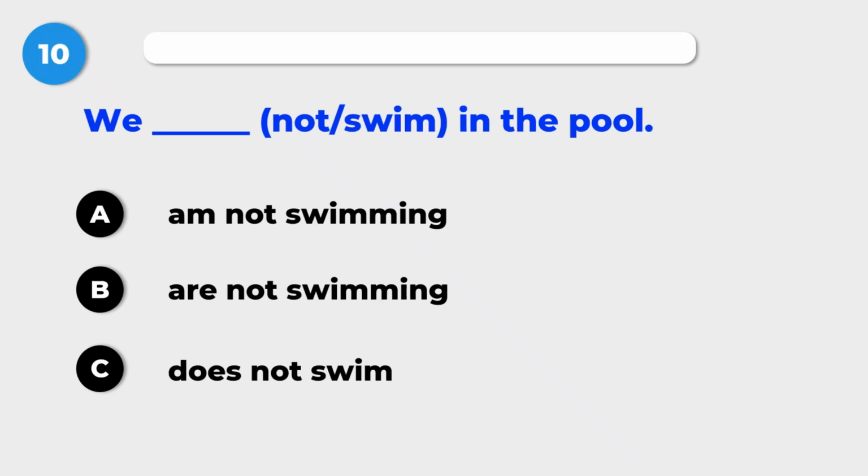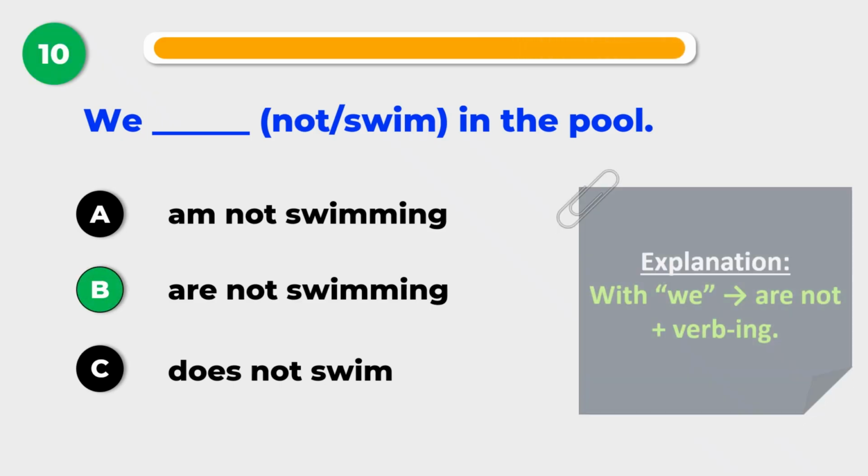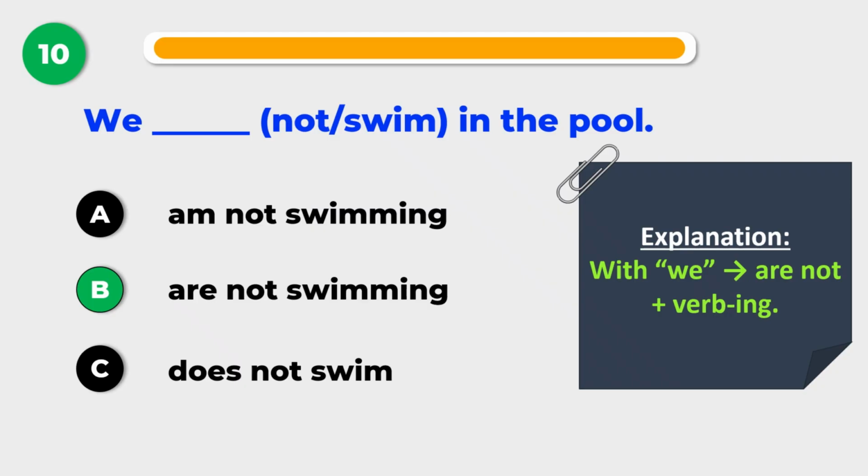Question 10. We dash in the pool. The correct option is B. Are not swimming. We are not swimming in the pool.